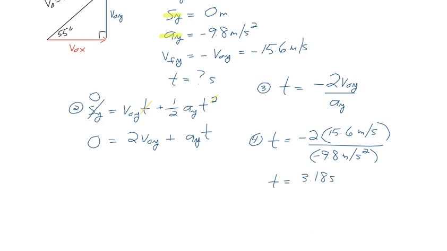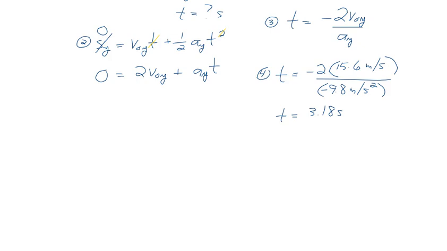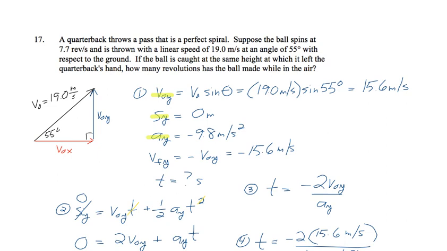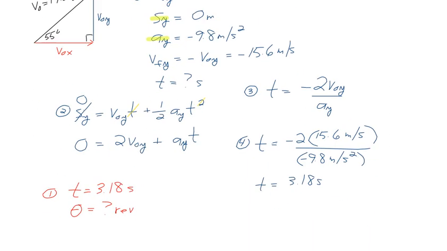So now that we know the time, we can figure out how many revolutions the football makes. Now we're going to start the rotational kinematics part of the problem. We did all that work just to get the time so we would have enough facts to solve for the revolutions. So step 1, there's the time that we just got. The unknown is the number of revolutions. Again, we're in revs. The ball is rotating. The ball spins at 7.7 revs per second.